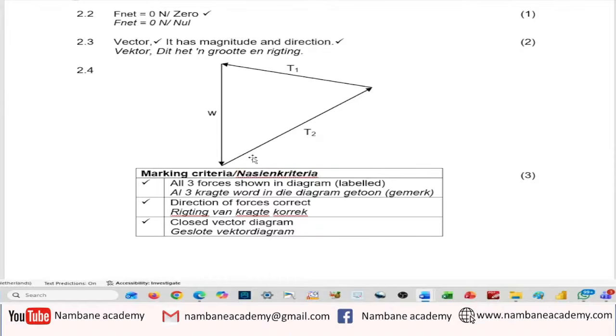But if you can see that T1 is moving in that direction, and T2 is moving in that direction, and weight is moving straight downwards, we'll then give the 2nd mark. If all these forces then make a closed diagram, that is where our 3rd mark will be.